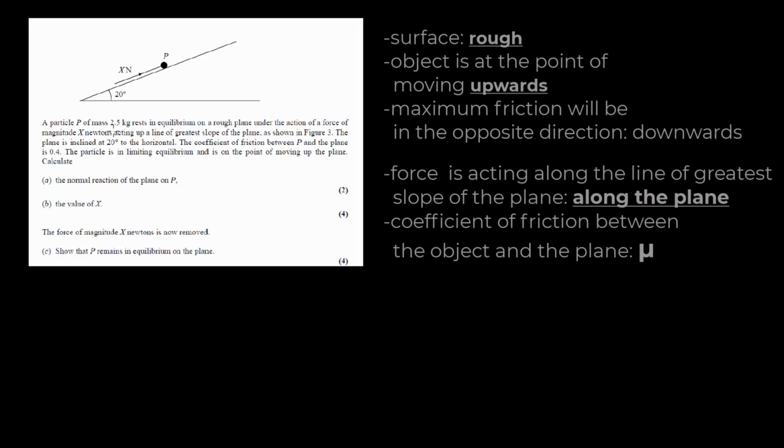A particle P of mass 2.5 kg rests in equilibrium on a rough surface under the action of a force of magnitude x Newton acting up. So it is acting up, this is important, along the line of greatest slope of the plane. Greatest slope basically means along the plane. So slope, as you know, means gradient. Just greatest slope along the plane, it means just along the plane.